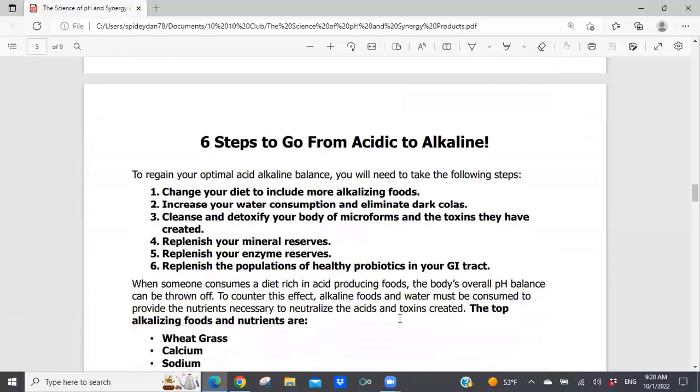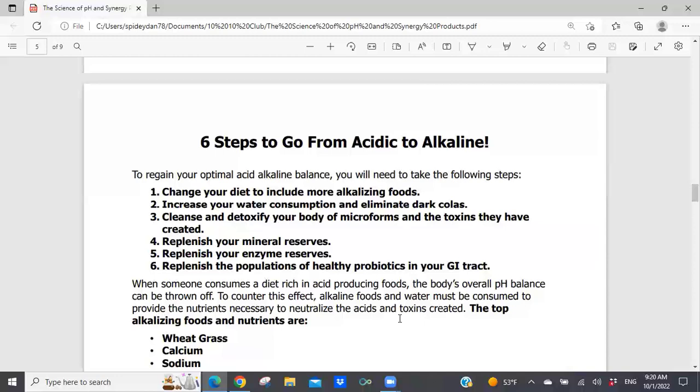So what are the 6 steps that we need to do to go from acidic to alkaline? Well, the first thing is to change your diet to include more alkalizing foods. The second thing to do is increase your water consumption and eliminate dark colas. So if you're a dark cola drinker, you need to stop that and start consuming water. Now, I'm going to show you one of the Synergy products that I think is the best way to get your water consumption and have something in it that will provide an alkaline environment, which is liquid chlorophyll.